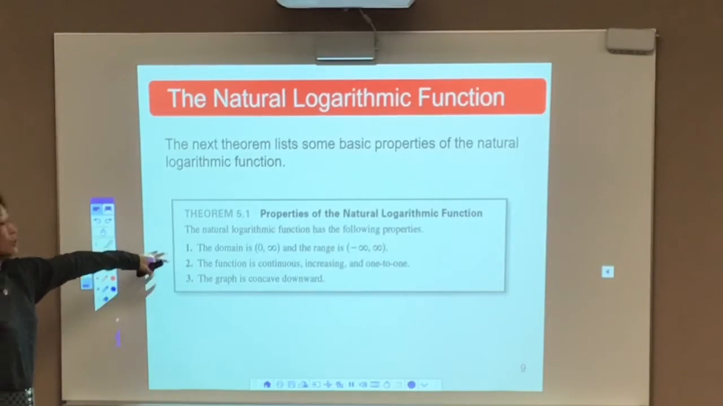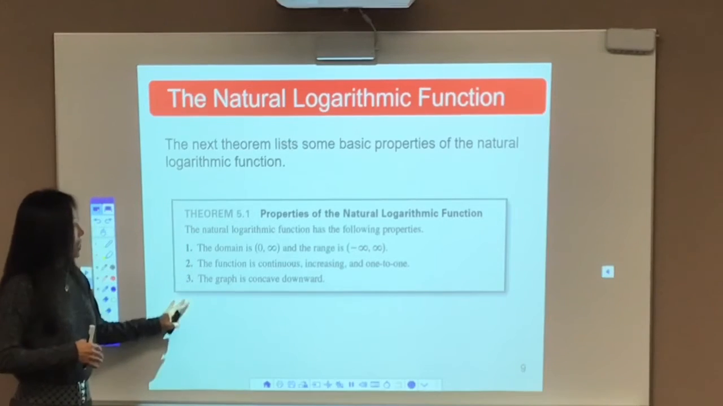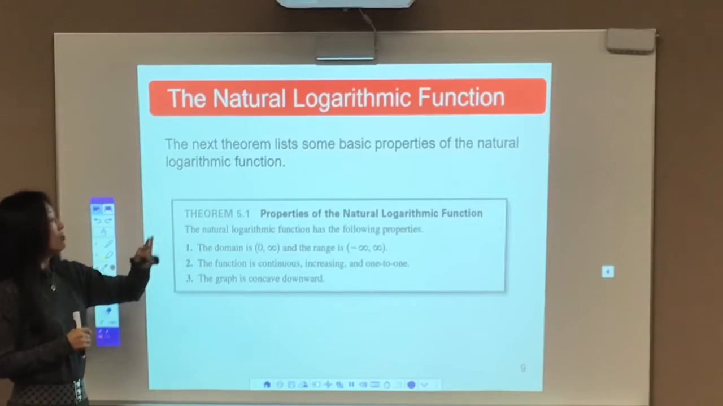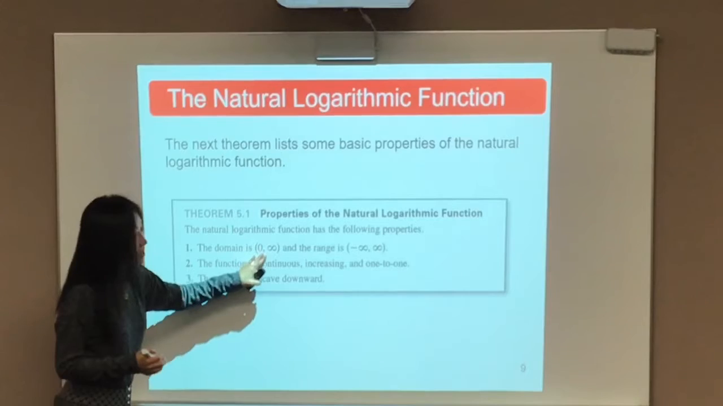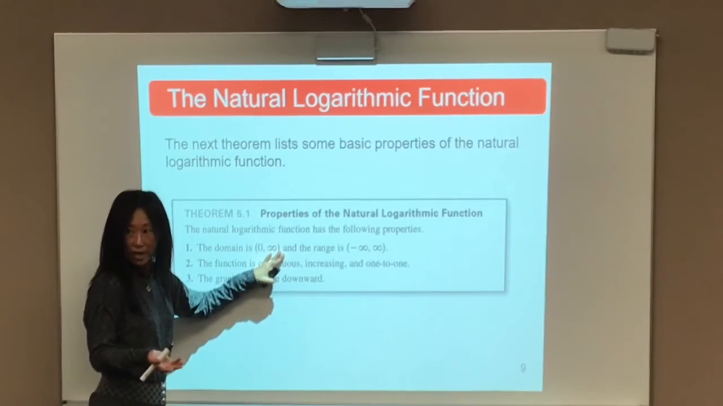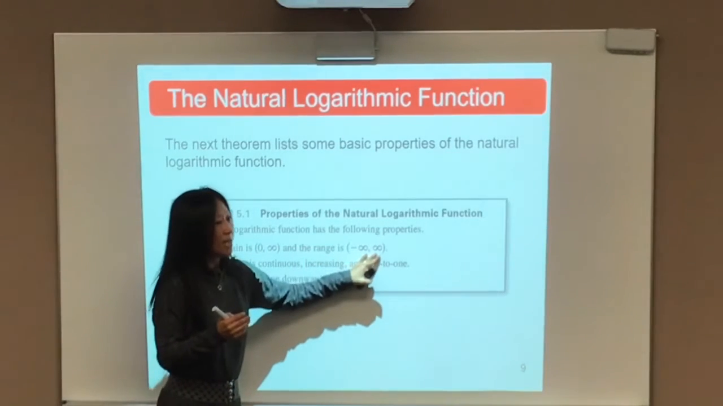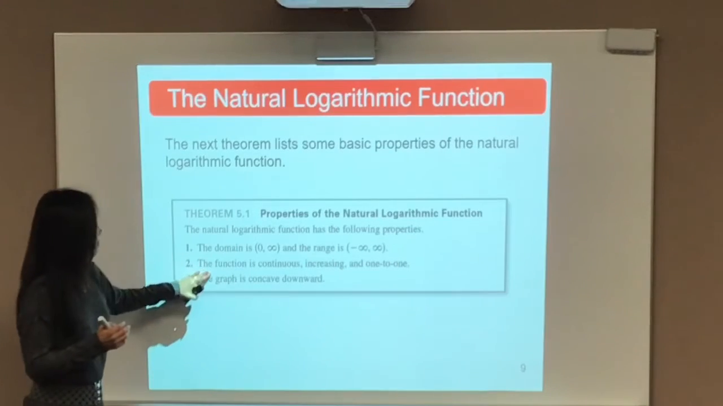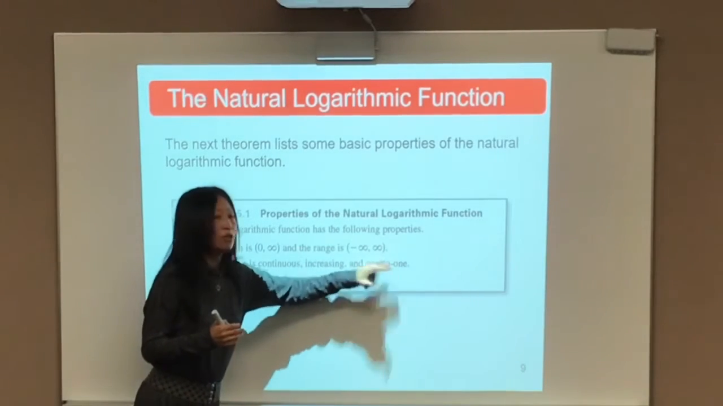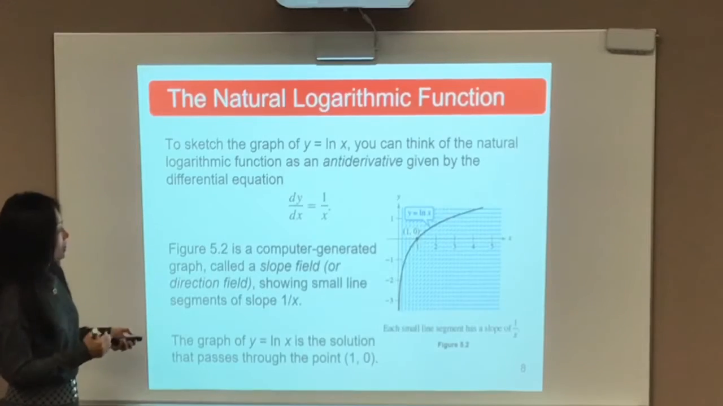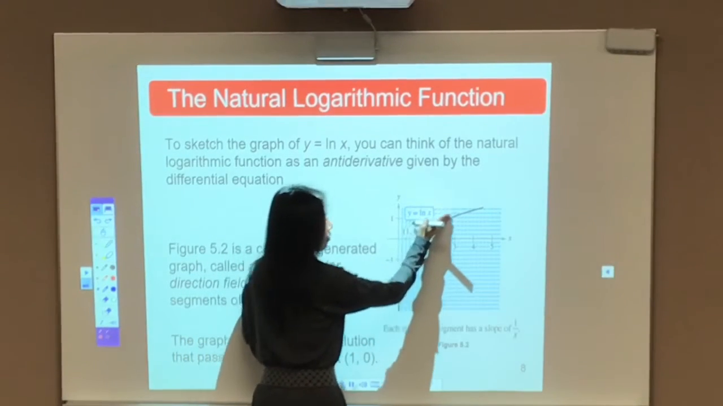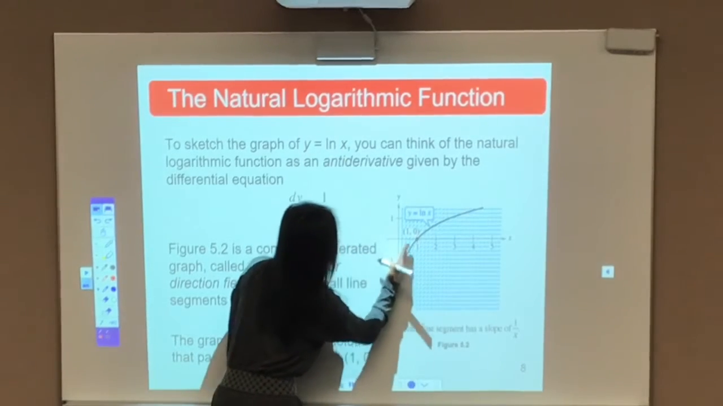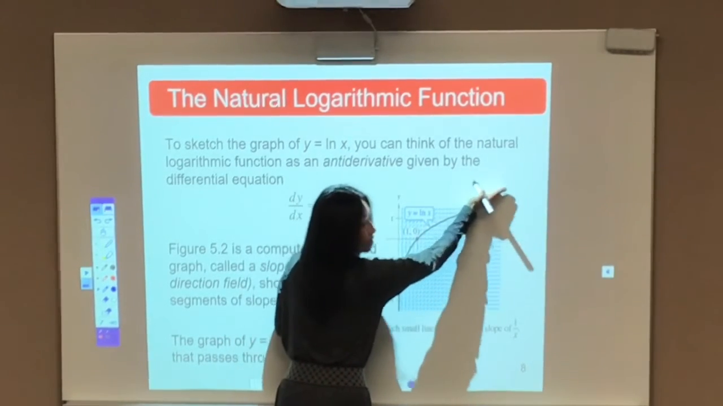We just looked at it, so they're going to summarize for you the properties of a natural log function. The natural log function has the following properties. The domain is 0 to infinity, which we saw in the graph, right? The range is negative infinity to infinity. The function is a continuous, increasing, one-to-one function. Okay, let's look at what that means. Let's look at this function. It's continuously growing. It has a positive slope. Every place has a positive slope. Are you with me, class?